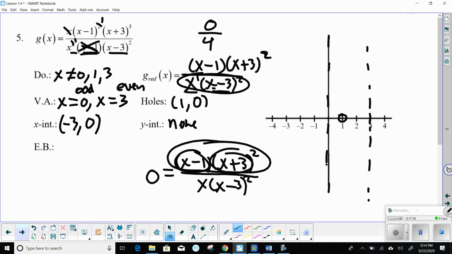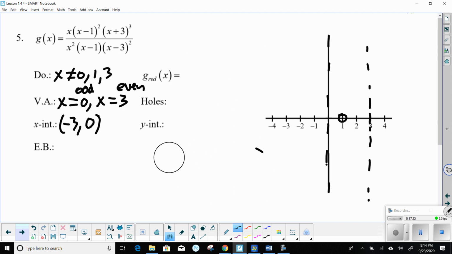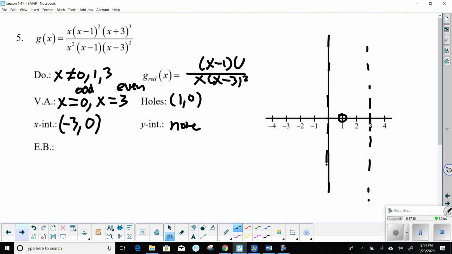Okay, end behavior. To do end behavior, we need to find the highest term on top and the highest term on the bottom. I didn't mean to erase all of that. Let's see, there was a hole at 1, 0. There was no y-intercept. And the reduced form was x minus 1 times x plus 3 squared on top, and x times x minus 3 squared on the bottom. You can either use the original function or the reduced form to check end behavior. It doesn't matter. They'll have the same end behavior. I'm just going to use the reduced form.